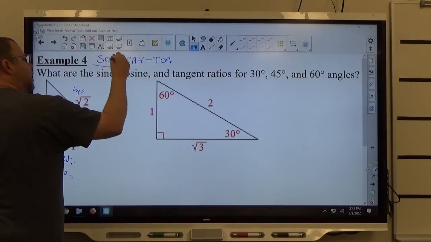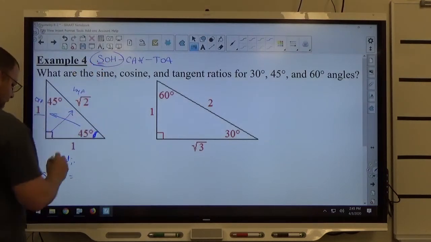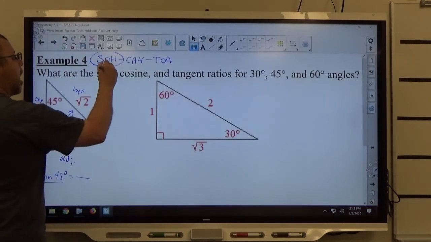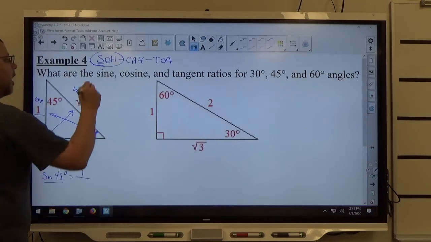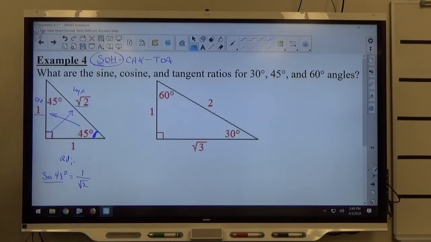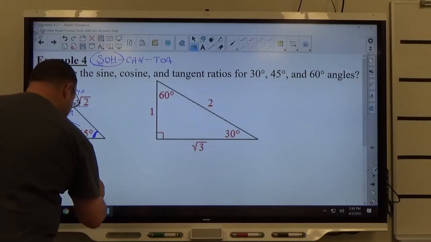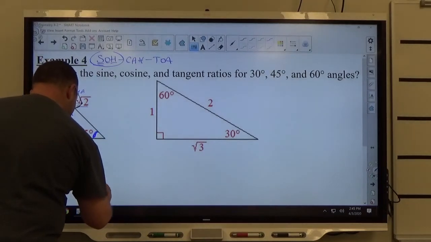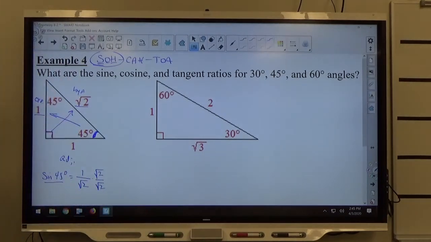So again, just from yesterday, from day 1, S for sine, so sine of the angle equals fraction bar, opposite on top, which is 1, over hypotenuse, which is the square root of 2. Just like we saw in example 3a from day 1, we have a square root in the denominator. We need to fix that. We simply multiply top and bottom by the square root of 2.